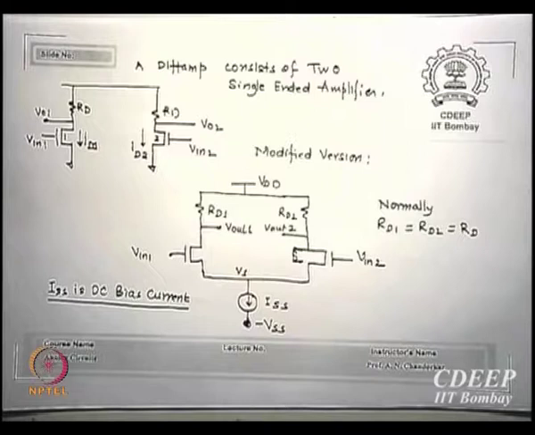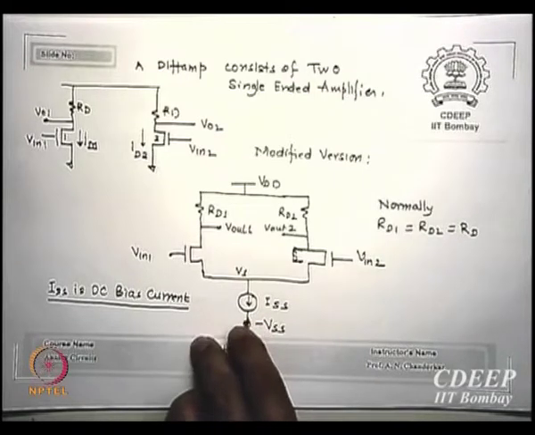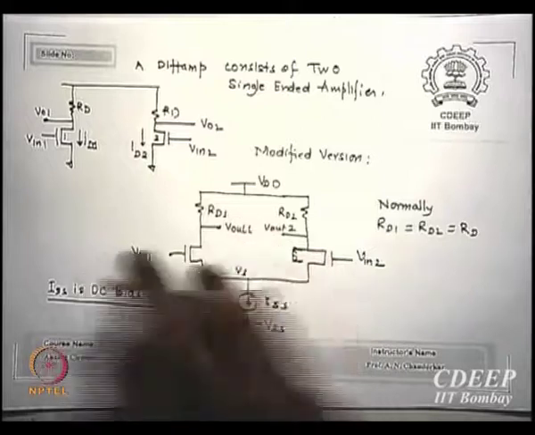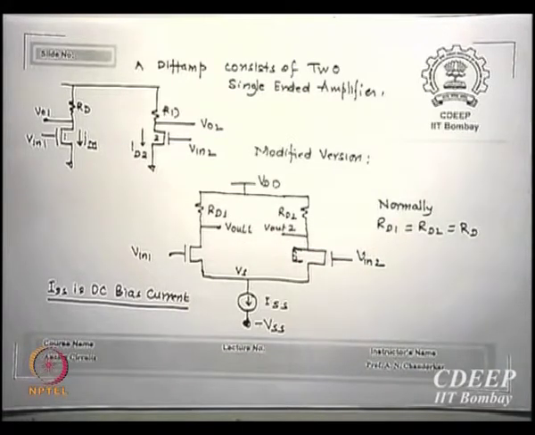What is the current source doing? Biasing the two transistors. Is that clear? And where should they get biased? What is the state of these two transistors? They should be in saturation all the time. They must remain in saturation. If they come out of saturation, they will not amplify. They will go to linear mode or cutoff mode. So they must remain in saturation. That is our condition for amplification.